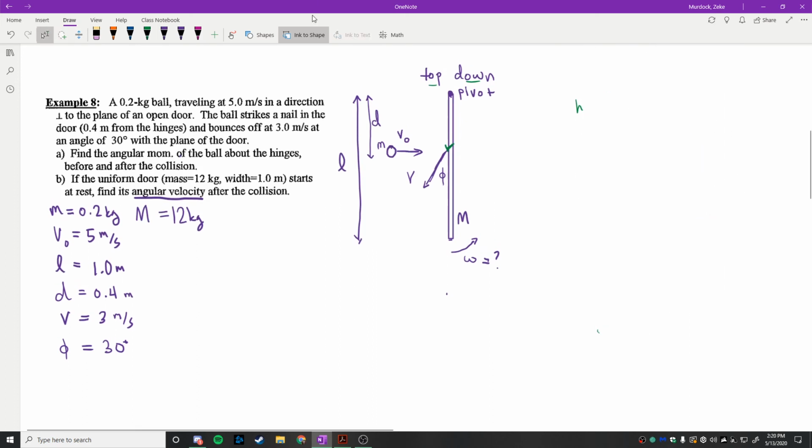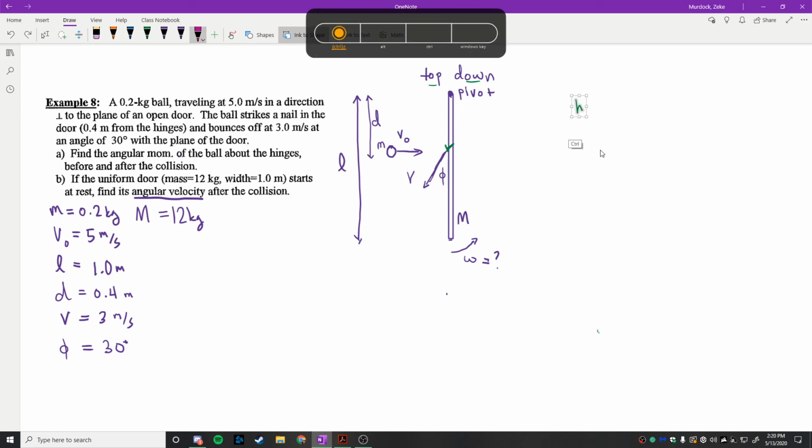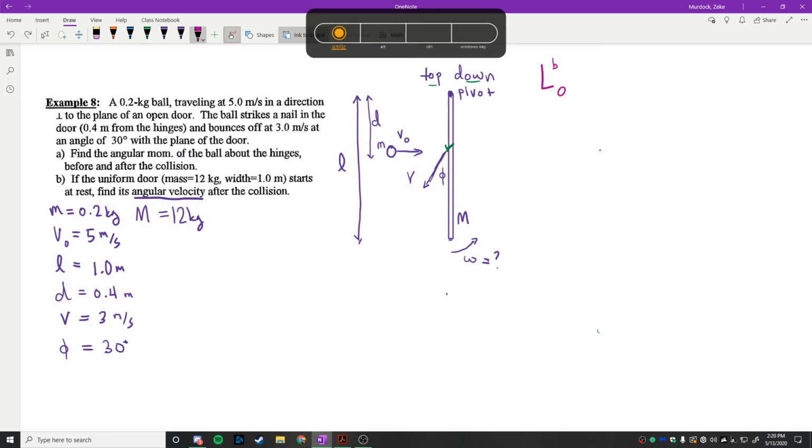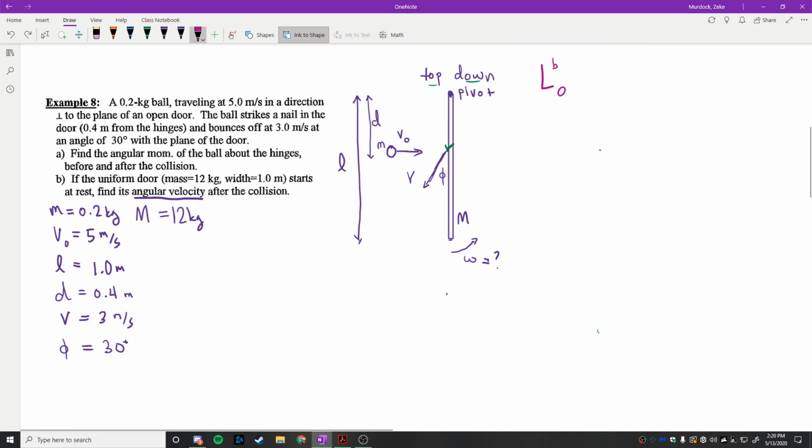So let's do the rest of the stuff. All right, so now the first thing to do is to find the angular momentum of the ball about the hinges. Since it says about the hinges, that means that we're going to be using this point, the pivot, as our point. The first thing we want to do is to find the initial angular momentum of just the ball alone.